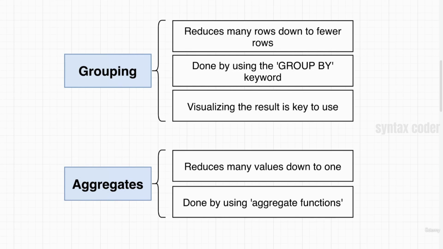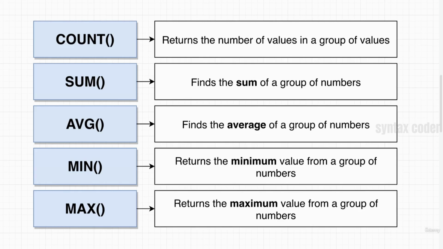Let's take a look at some different aggregates. The goal of an aggregate is to reduce many different values down into just one. We create an aggregate by using an aggregate function. Here are some of the different aggregate functions that we're going to make use of. We can use these functions to get the number of values inside of a group of values. We can sum a bunch of numbers together. We can find the average, the minimum, and the maximum.